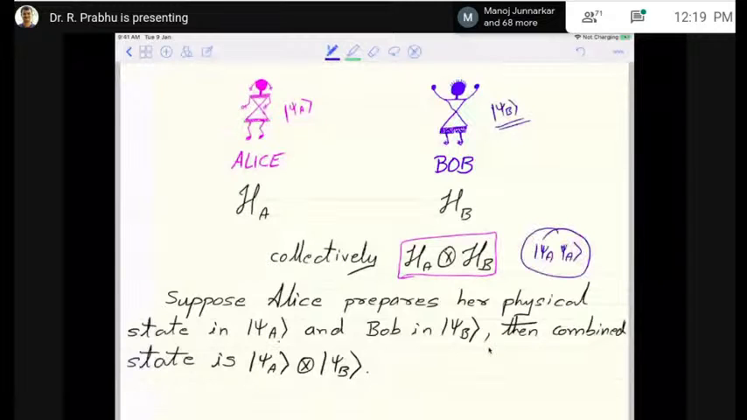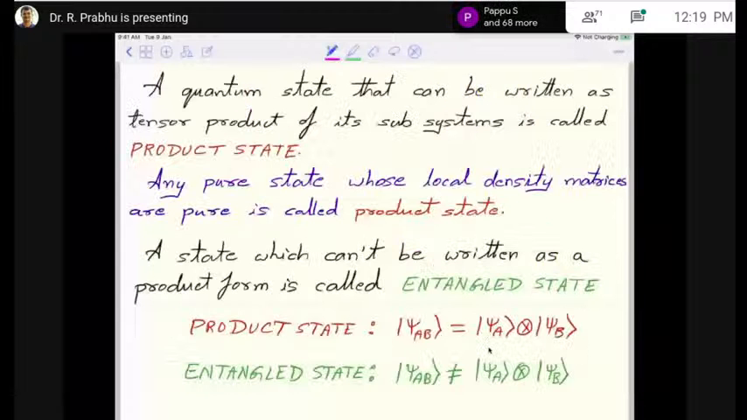Now, a quantum system that can be written as the tensor product of its subsystems is called a product state. So you had psi AB, which can be written as psi A tensor psi B. This is the tensor product, right? So if you can write it in this structure, that means you have a product state.